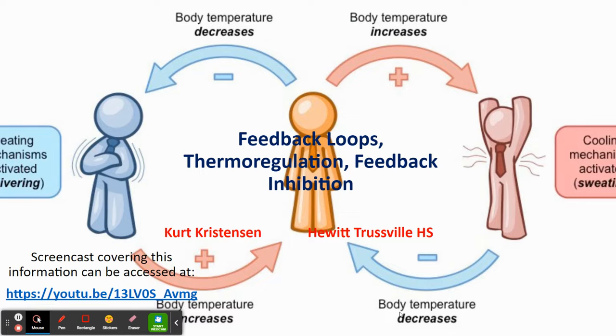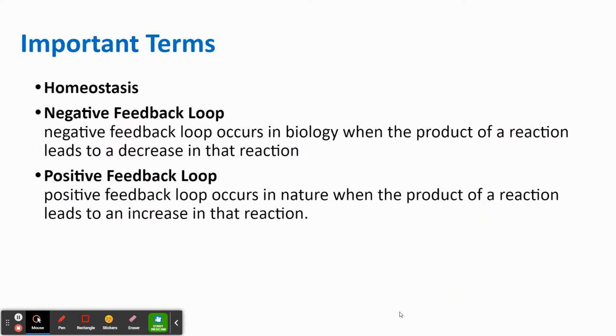Today we're going to talk a little bit about feedback loops, thermoregulation, and feedback inhibition. So first of all, we need to know a few important terms. The term homeostasis, you all know that, meaning trying to keep various body levels, whether it's glucose levels, calcium levels, temperature, things like that, within a relatively narrow range that is conducive to life.